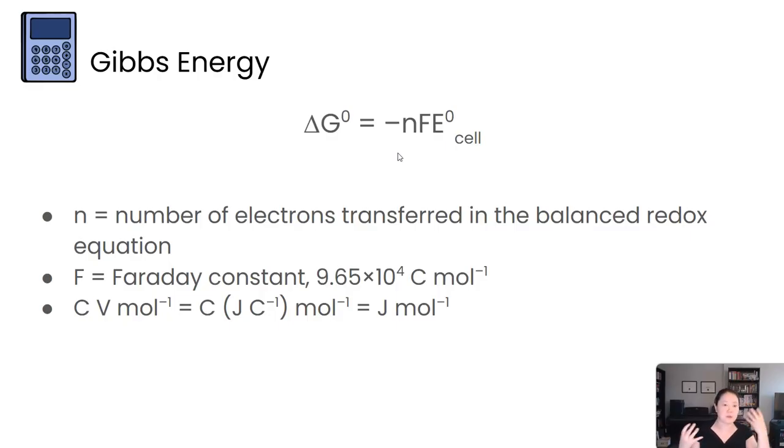Now, if you need to use delta G values to be able to find out whatever else, make sure that you are using those unit conversions. Your delta G values in references are typically going to be in kilojoules, so make sure that all works out.